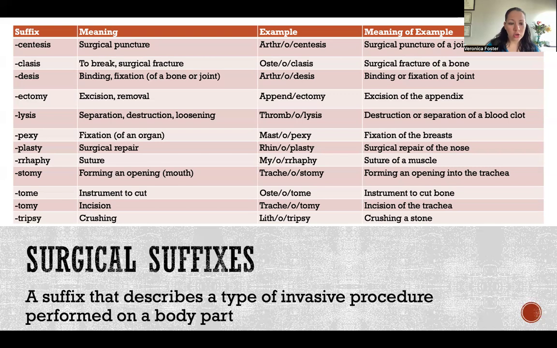And then the last one, tripsy, means crushing. So like lithotripsy would be like crushing a stone, meaning a gallbladder stone, a kidney stone, some type of stone. So lithotripsy, crushing a stone.